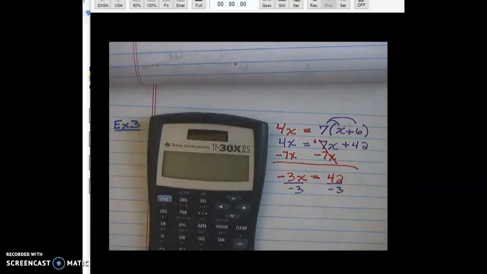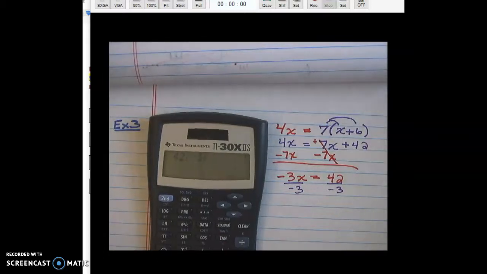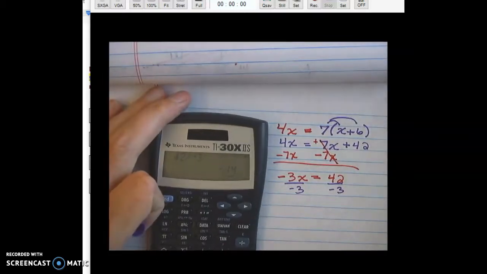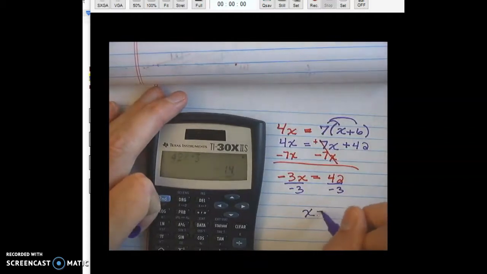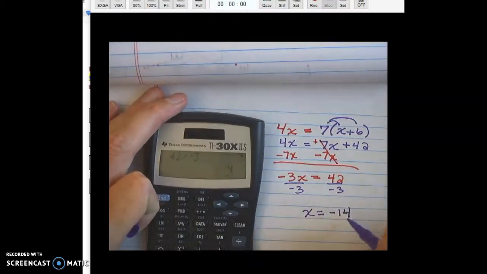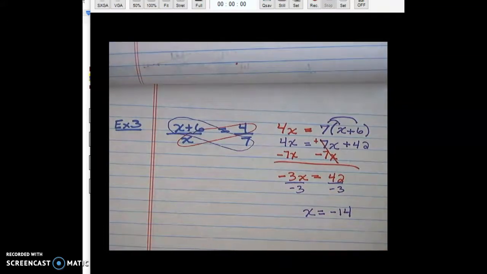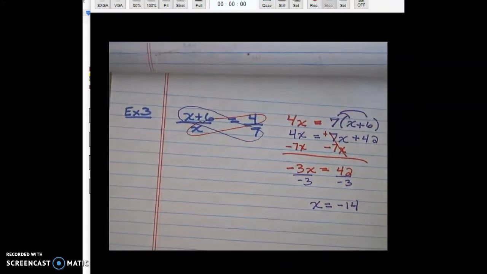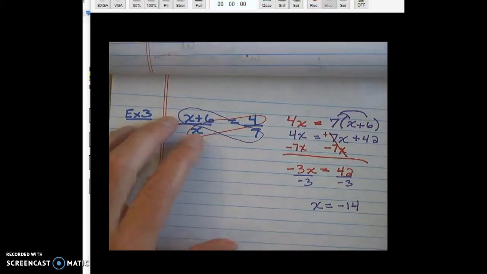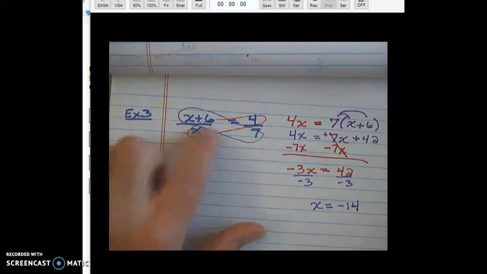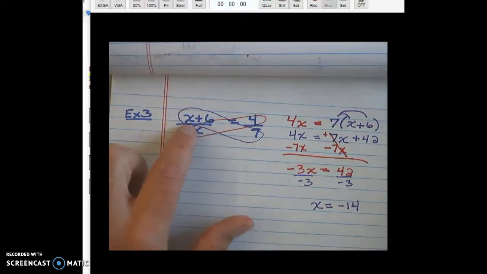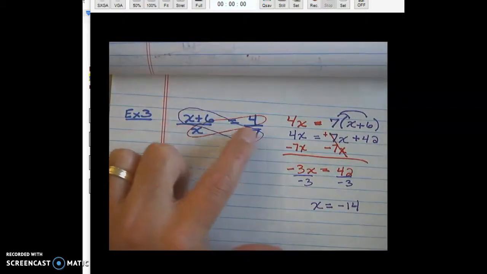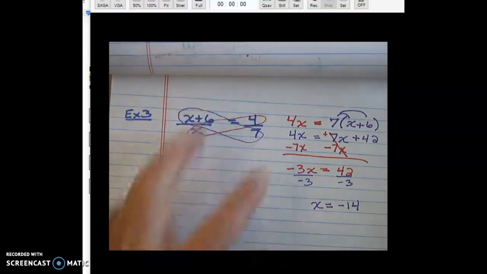Let me just double check. You can always use your calculator to check if you like. 42 divided by negative 3 is exactly negative 14. So I get x equals negative 14. And that would be the end of that problem. So when we're solving proportions, we can use algebra, and we can even use shortcuts. If they're proportions, just know that we can cross multiply because getting rid of divide by x and divide by 7 is the same as multiplying the other side by those numbers.